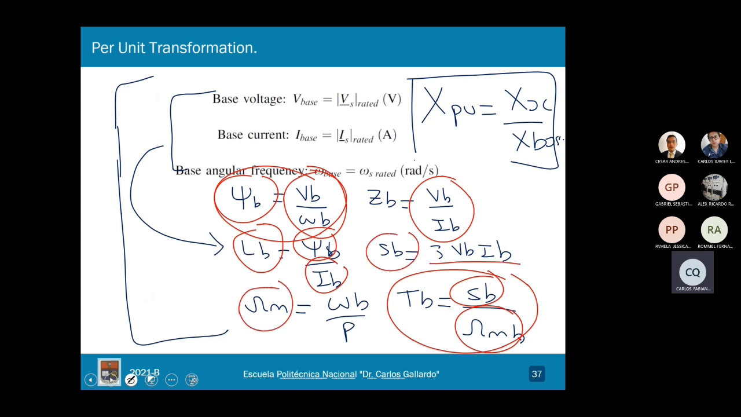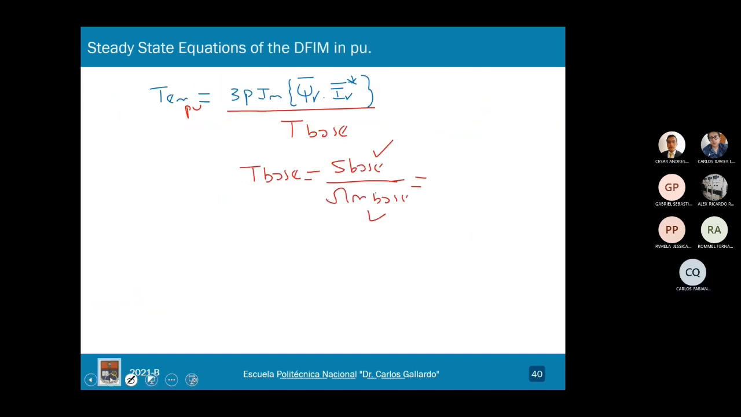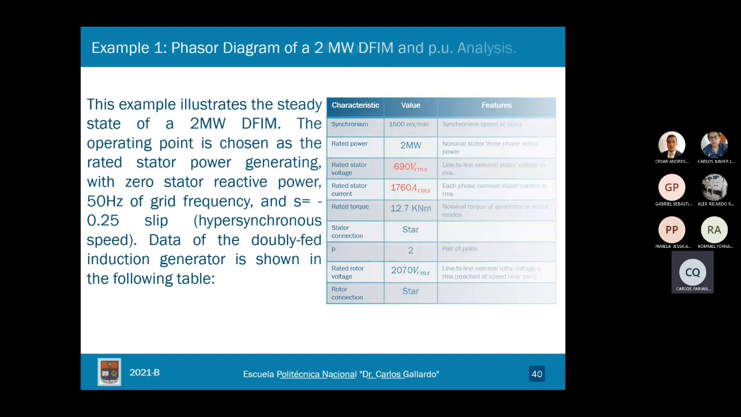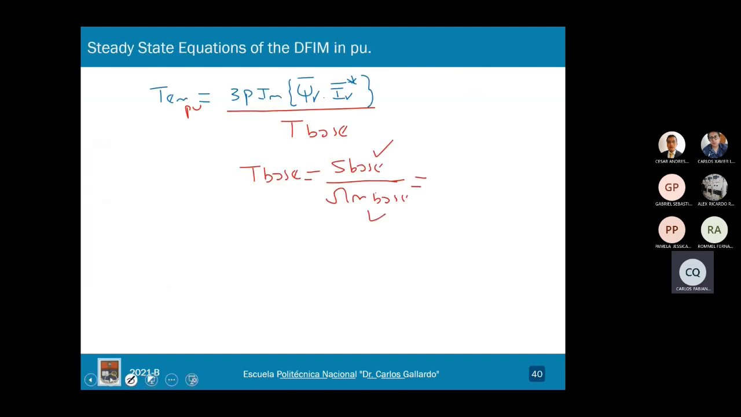So this is 3 times the base voltage times the base current. And the other one is the base angular frequency over the number of poles. So I will have here 3 times the base voltage, the base current, over the base angular frequency over the number of poles.